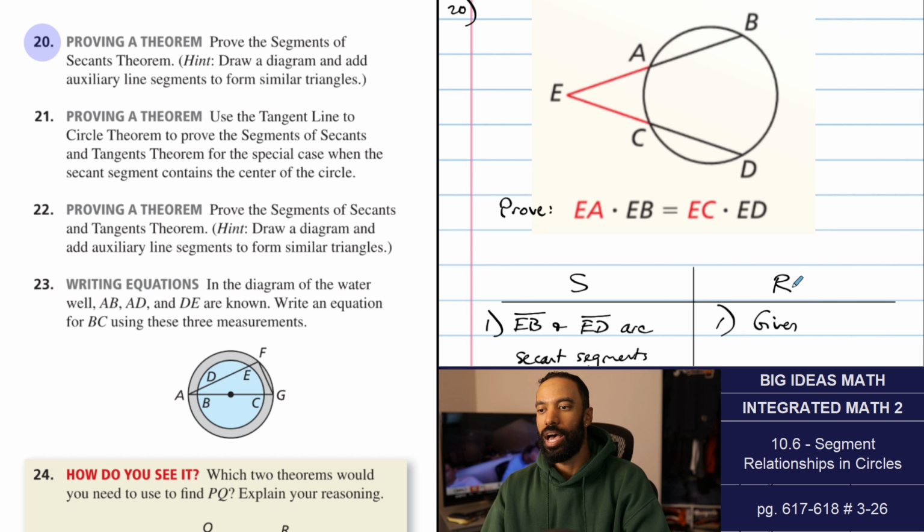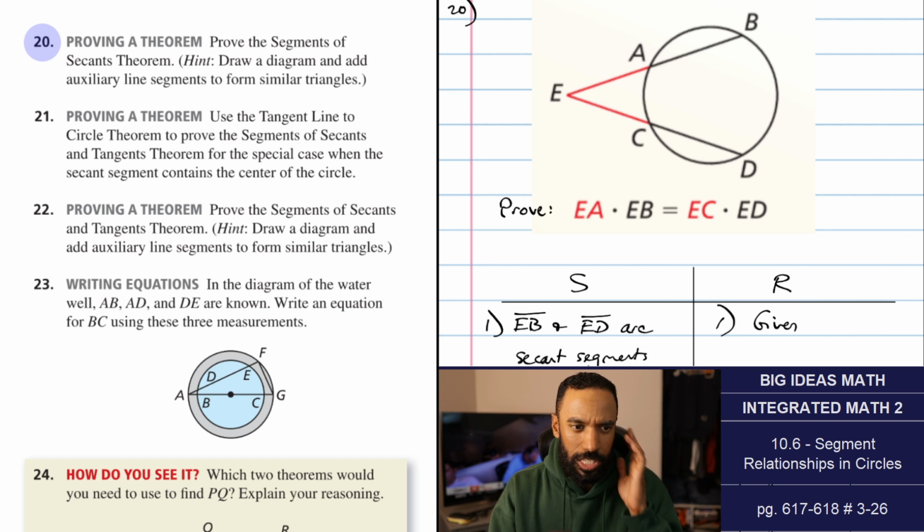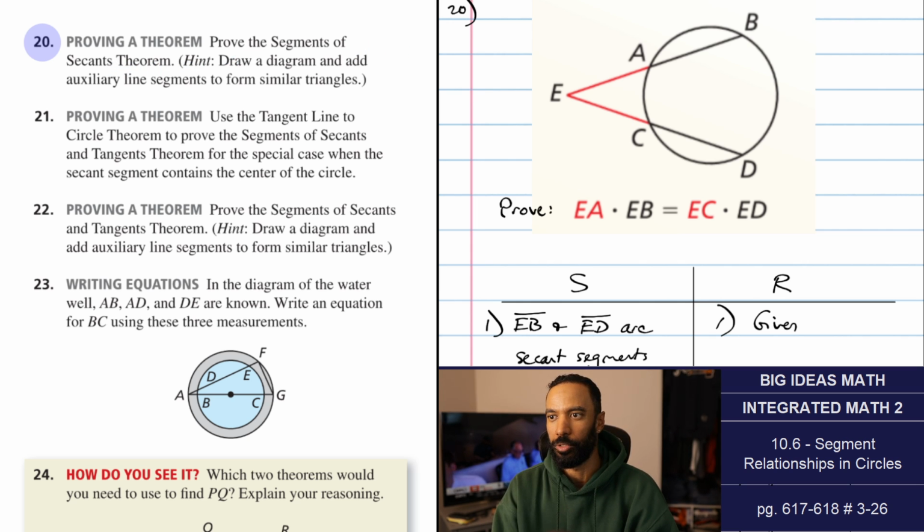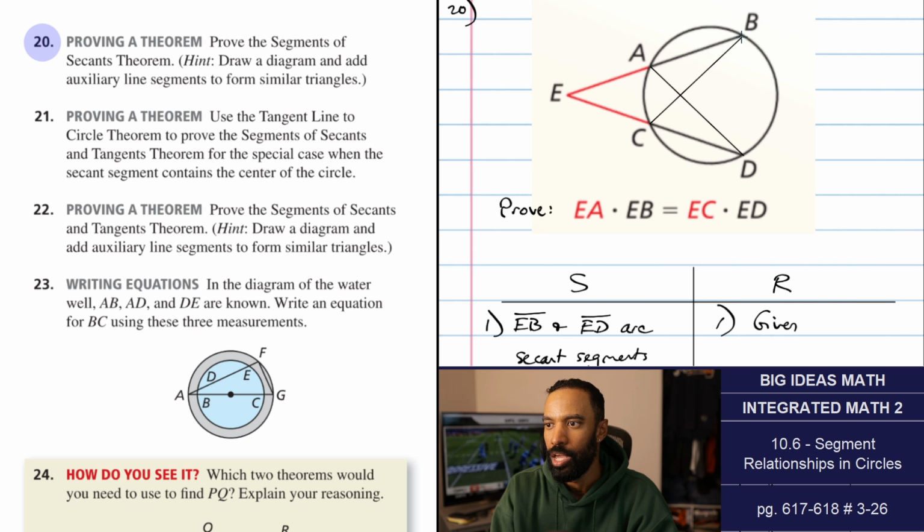All right, this one is not necessarily trickier, but did they mention auxiliary lines? Yeah. They say, prove the segments of the secants, hint, draw a diagram and add auxiliary line segments to form similar triangles. You might not know where to go with this one. I've done this proof many times before. So we go from A to D like this, and we go from C to B. We want to prove that these triangles are not necessarily congruent, but similar. That this triangle EBC is similar to this triangle EDA, and then we'll use the corresponding sides are proportional thing.